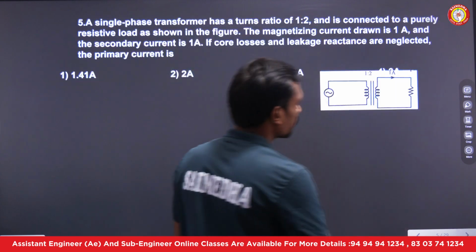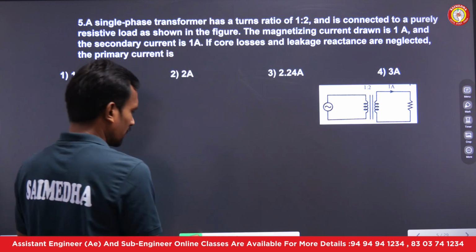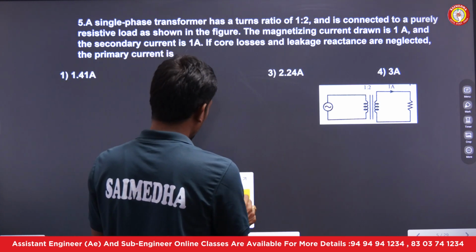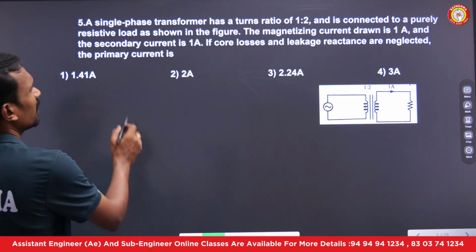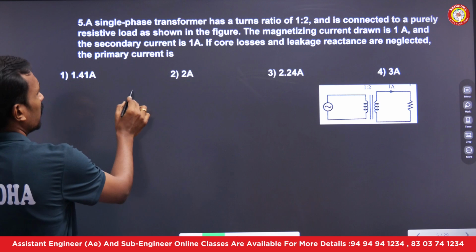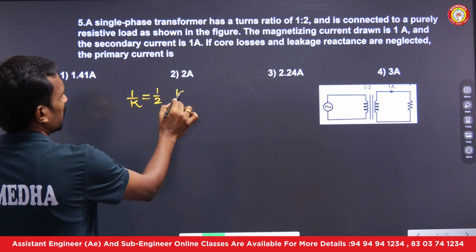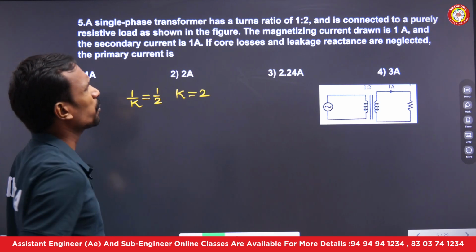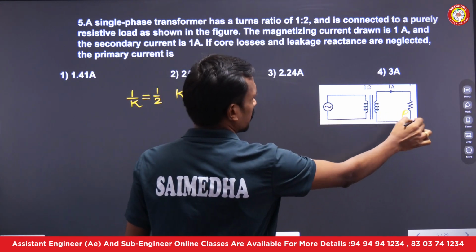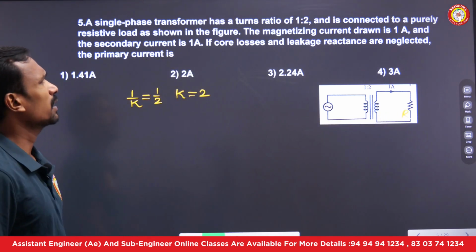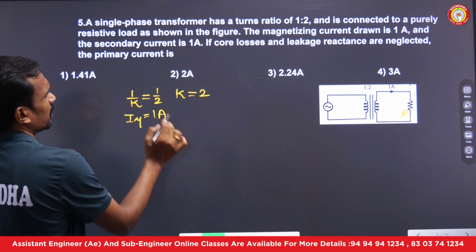And in the next question, let's see. This is actually a very repeated question, sir. A single phase transformer has a turns ratio they gave. Turns ratio is nothing but 1 by K, and 1 by K is 1 by 2. Nothing but the transformation ratio is 2. And it is connected to a purely resistive load, as shown in the figure. The magnetizing current they gave, the magnetizing current is 1 ampere.